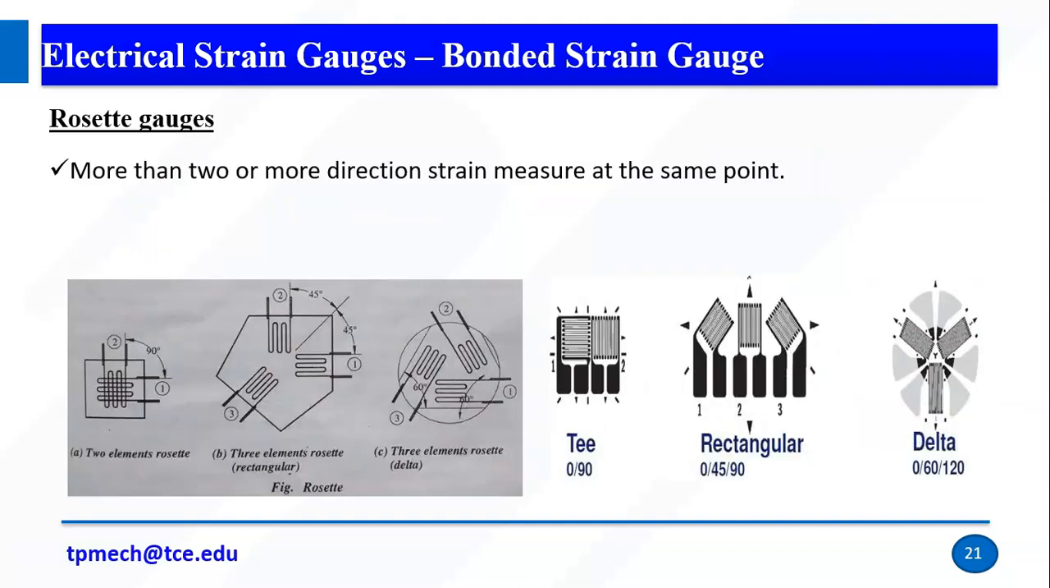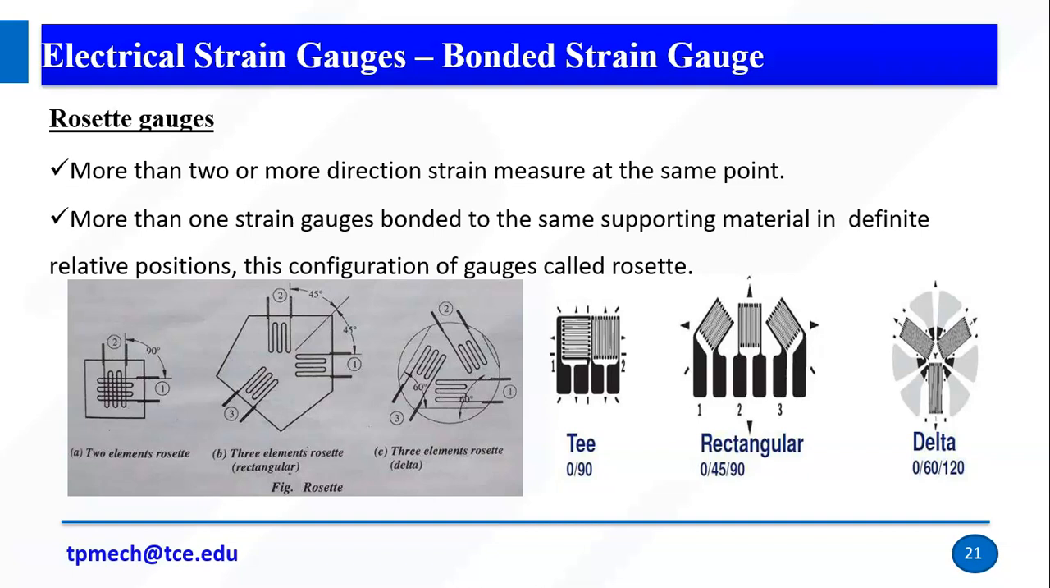Again, the rosette gauge measures strain in 2 or more directions at the same point. At the same point I am going to measure the strain with 3 or more different gauges. That is the rosette gauge: more than one strain gauge bonded to the same supporting material in a definite relative position. This configuration is called a rosette. So if there is more than one gauge, we can say it's a rosette gauge, and we fix them based on relative position.